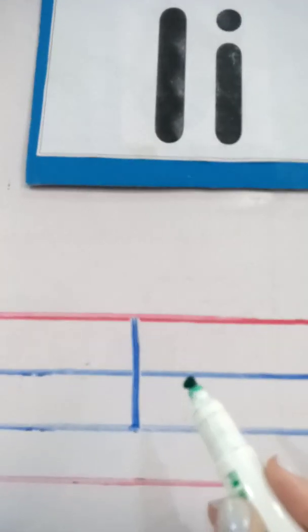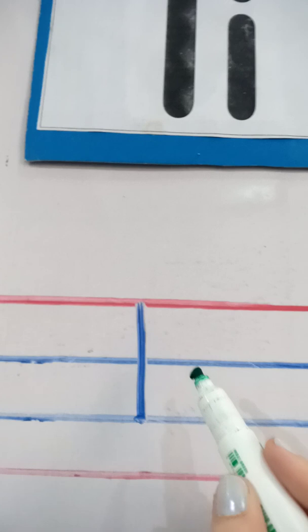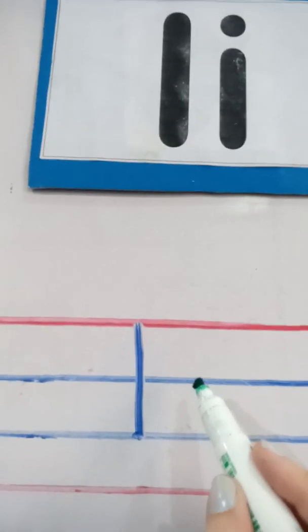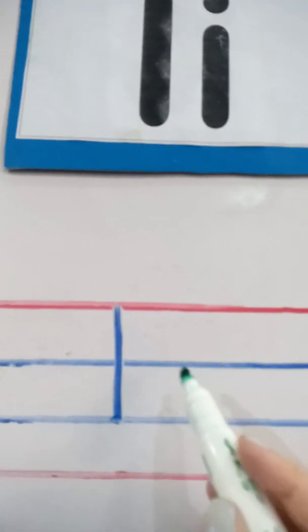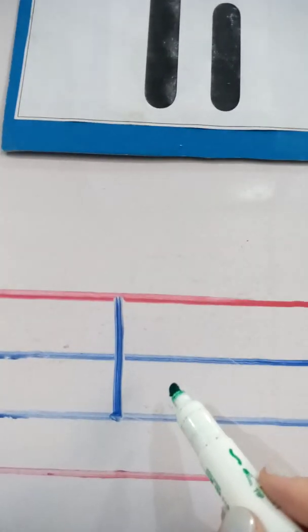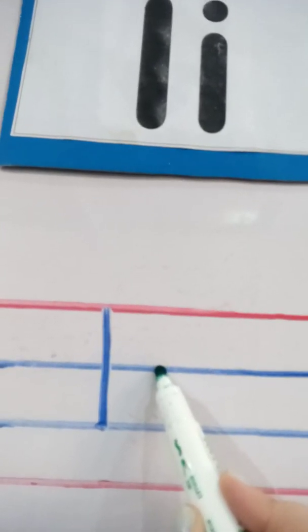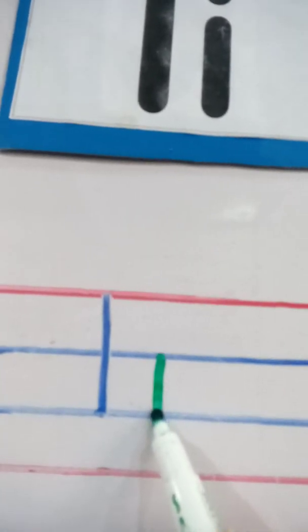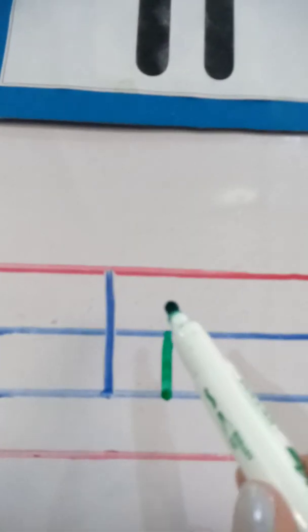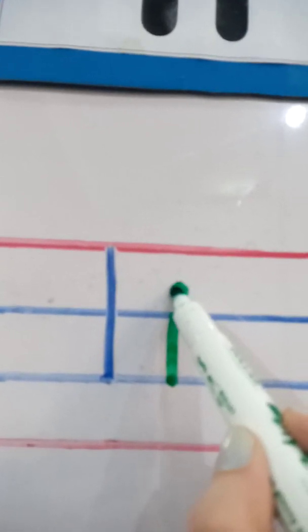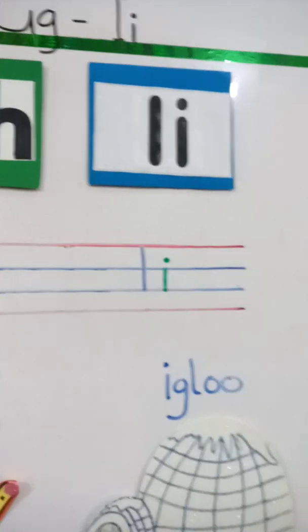Now let's do the small i. Small i will be written in the middle two lines, so that is a grass letter. As you all know, whichever letter is written in these middle two lines, that will be called grass letter. So the small i is a grass letter. It will be started from the second line, do a straight line down and touch the third line, and then do a little dot on the top. That is the small i.